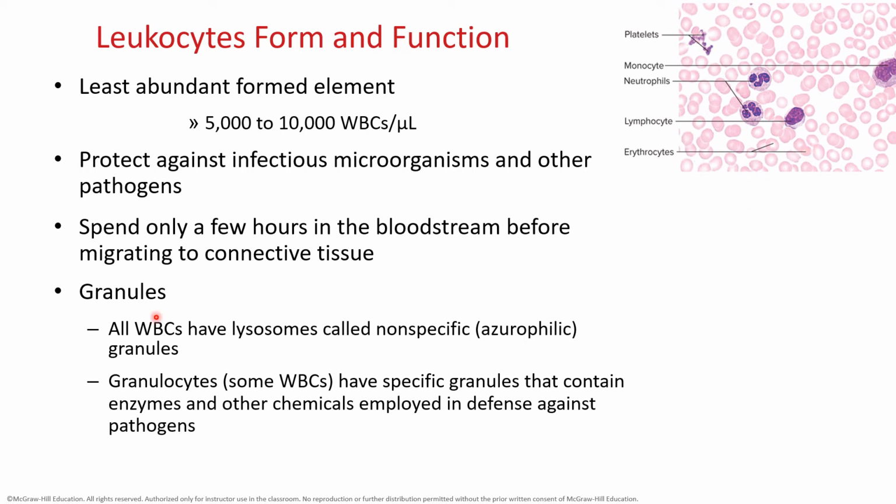One thing we need to talk about is granules. We have granulocytes and agranulocytes. We have two divisions of white blood cells, and all white blood cells have lysosomes called nonspecific granules, but the granulocytes, those neutrophils, eosinophils, are going to have specific granules that contain enzymes and other chemicals employed in defense against pathogens. So they're going to have those specific enzymes.